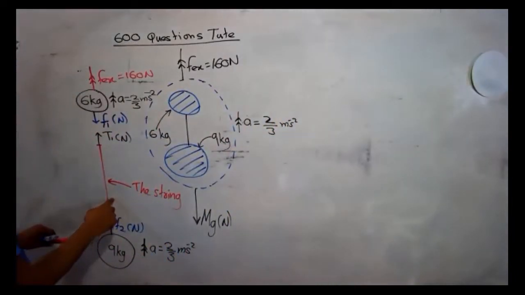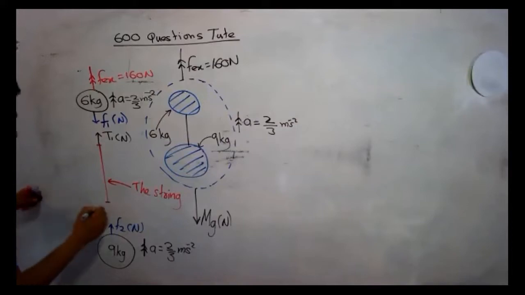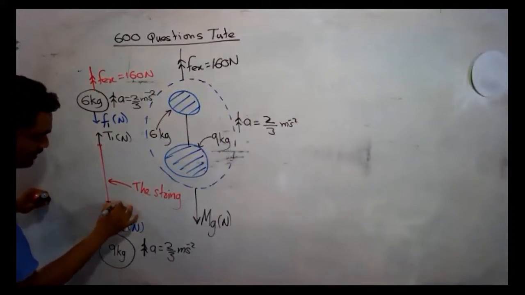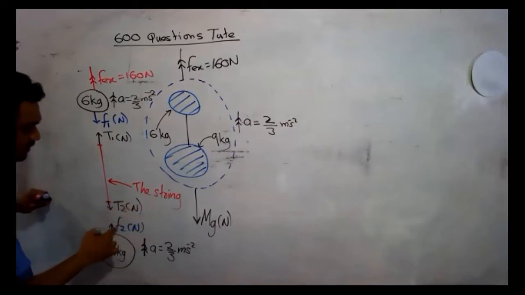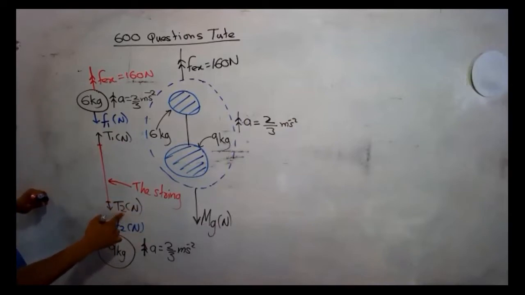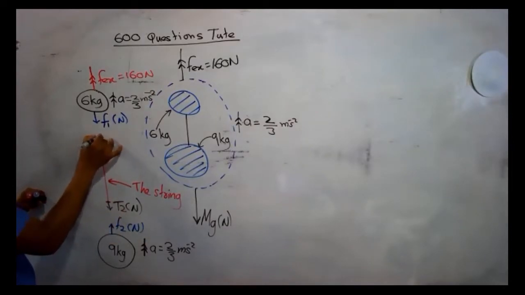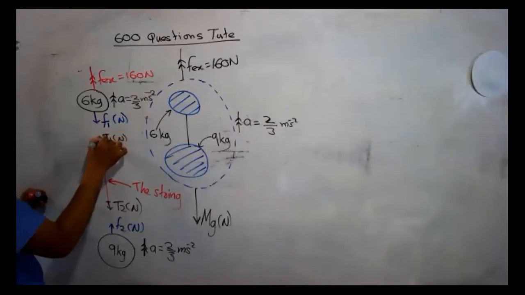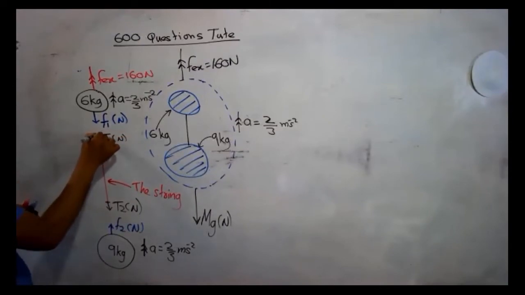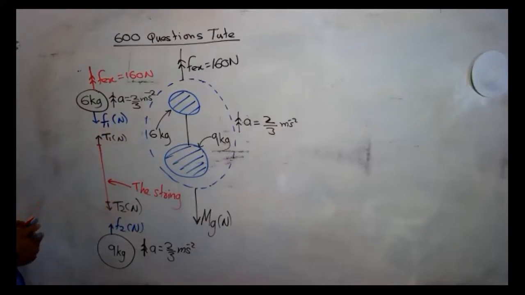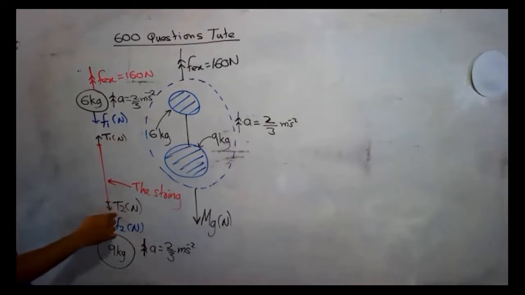So when the string gives a force of F2 Newton to the 9 kg object, the 9 kg object should give an equal and opposite reaction force T2 Newton. F2 is the action force, T2 is the reaction force. These T1 and T2 forces are said to be the tension forces in the string. As the string does not have a mass, T1 and T2 are equal. I am going to prove that T1 equals T2.